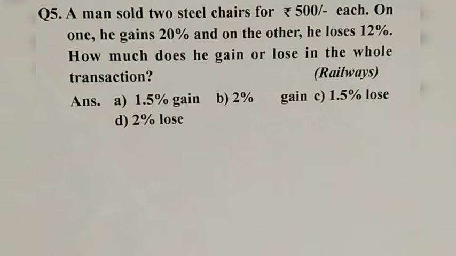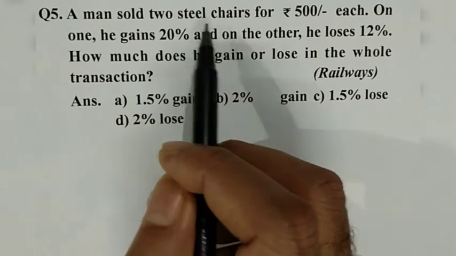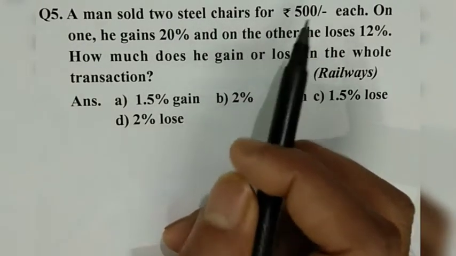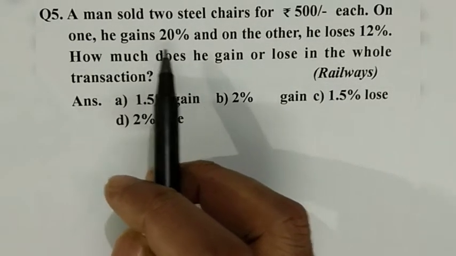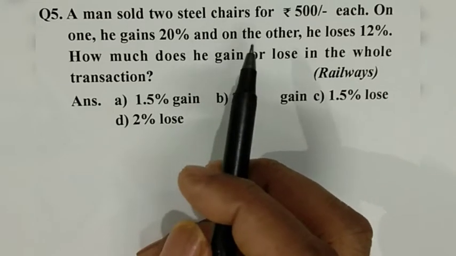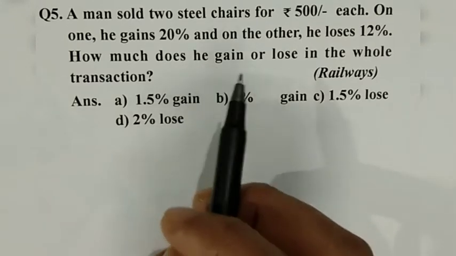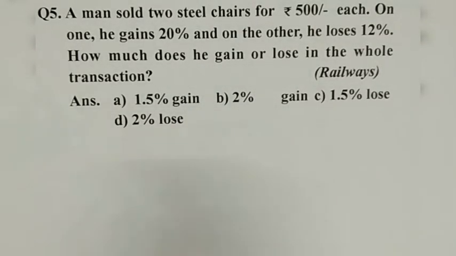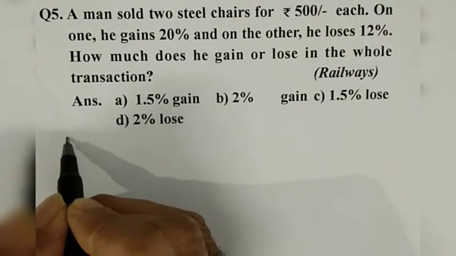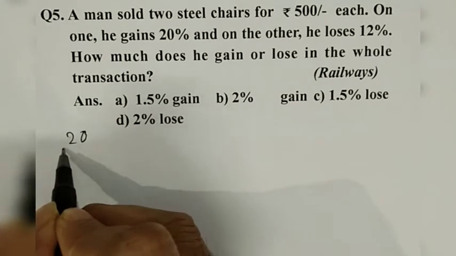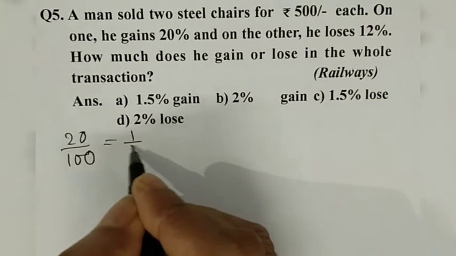Let's see question number 5. A man sold 2 steel chairs for rupees 500 each. On one he gains 20% and on the other he loses 12%. How much does he gain or lose in the whole transaction? Here he gains 20%. Then we can write 20 by 100 means 1 by 5. Okay?